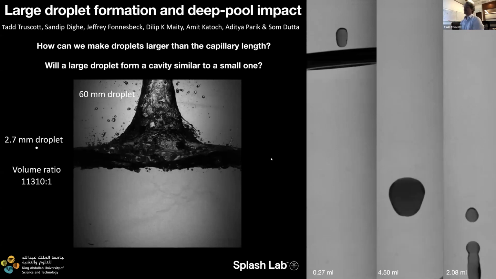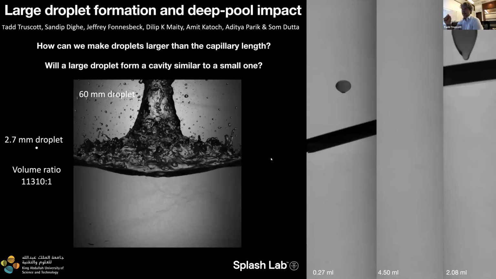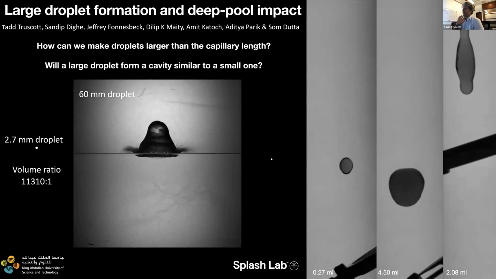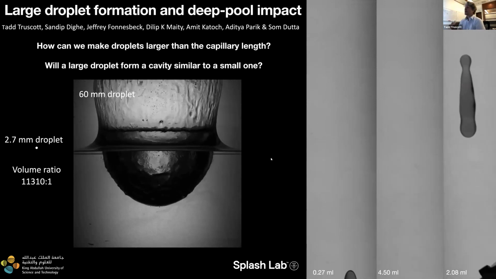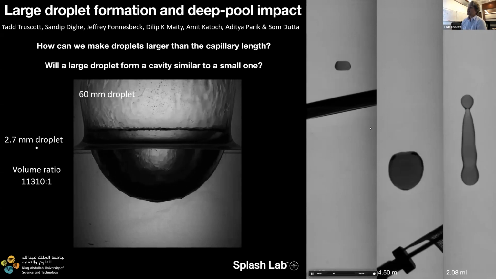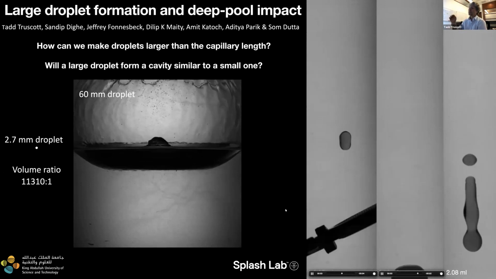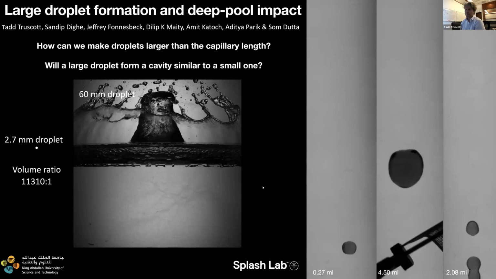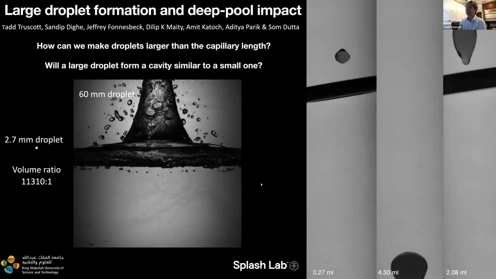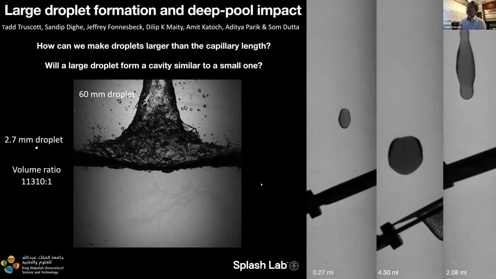On the right-hand side, you can see something also interesting. This is how we release the droplets, and I'll show you a little bit more about that as we go forward. And what you've been seeing here are three different size droplets being released from three different mechanisms. And that's an important part of what we'll look at today.